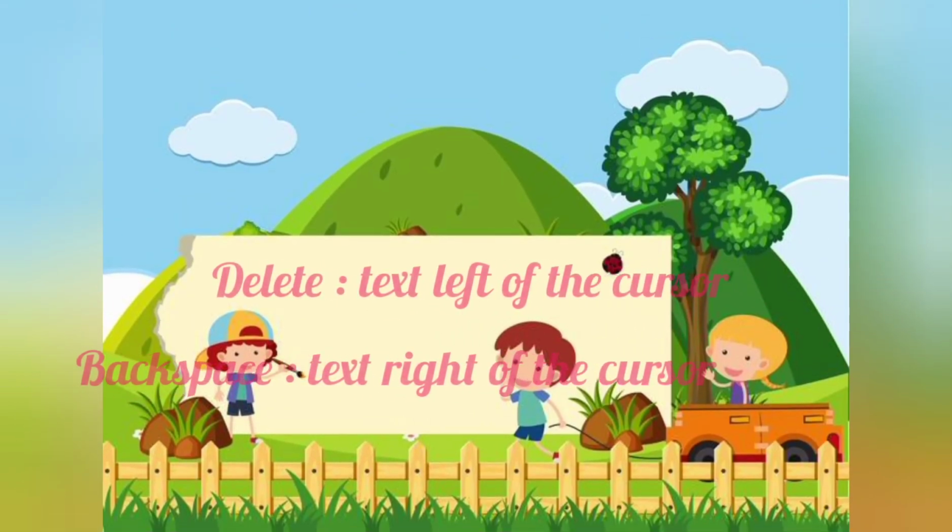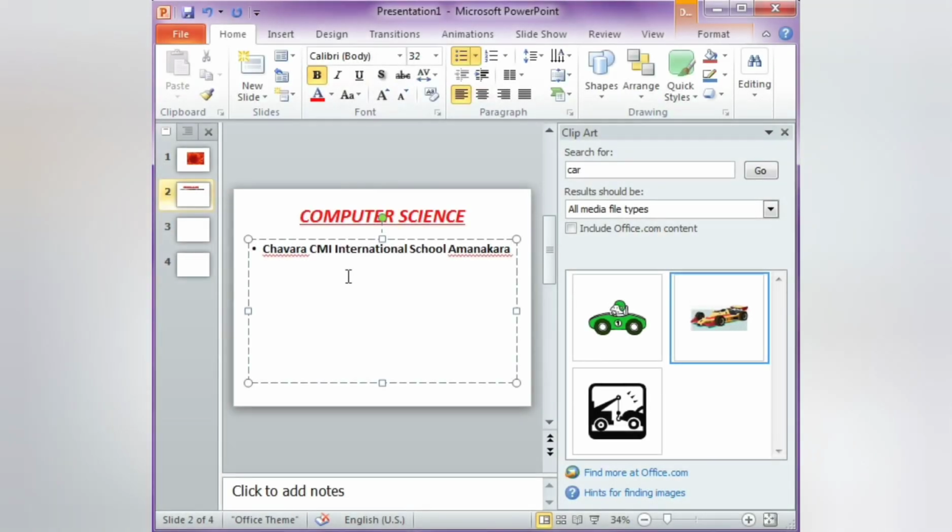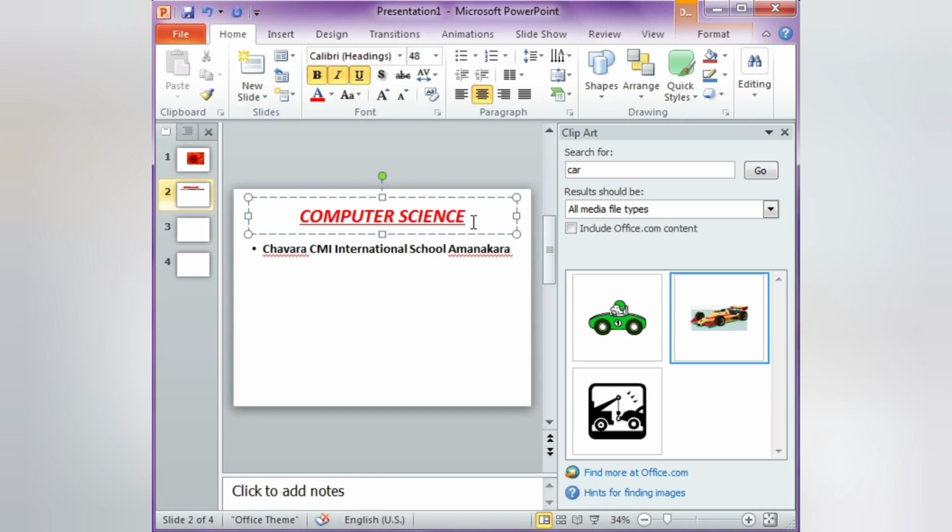To delete left of the cursor, press the backspace key. To delete right of the cursor, press the delete key. Just click on any place. Click the mouse pointer after science, after E, and press the backspace key. The E is erased. And here I place the cursor after R, then press the delete key, and that S is removed.